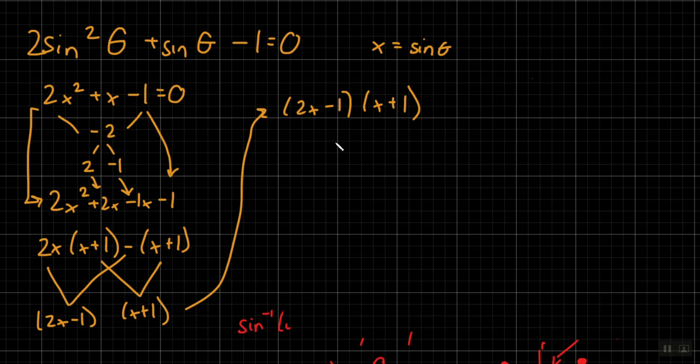Okay. We have x equals 1/2 and x equals negative 1 at this point. So now I have sine of theta, I'm putting it back in, equals 1/2. I have sine of theta equals negative 1.